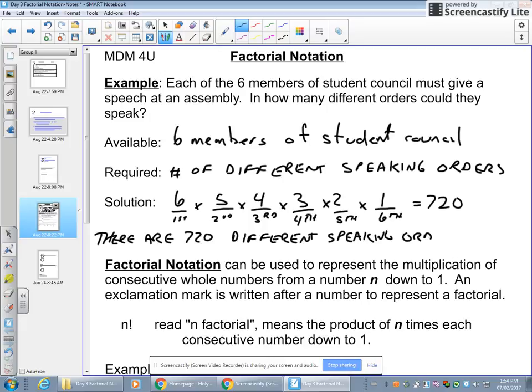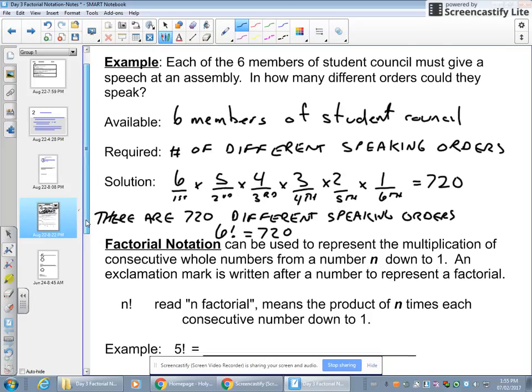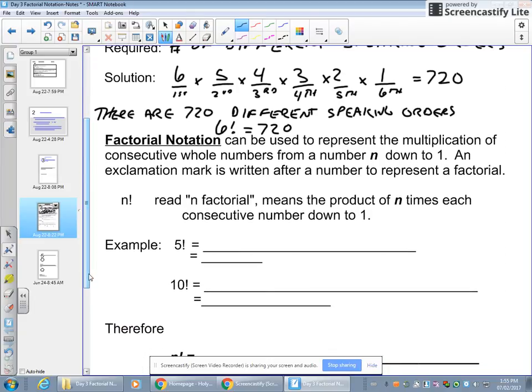Now, the reason this lesson is called factorial notation is because this pattern of 6 times 5 times 4 times 3 times 2 times 1 is known as factorial. We can simply say that's the same as 6 exclamation mark is equal to 720. So this exclamation mark refers to 6 times 5 times 4 times 3 times 2 times 1.